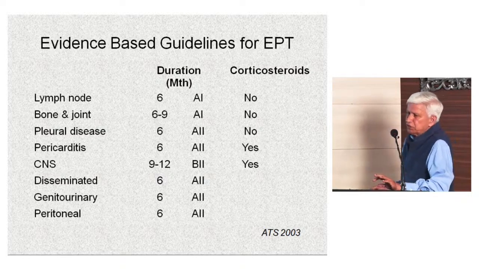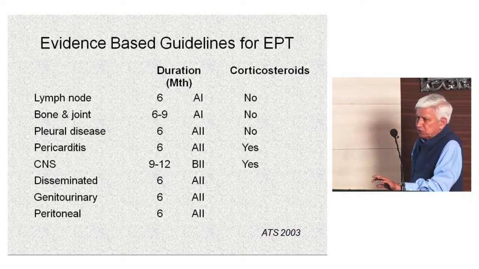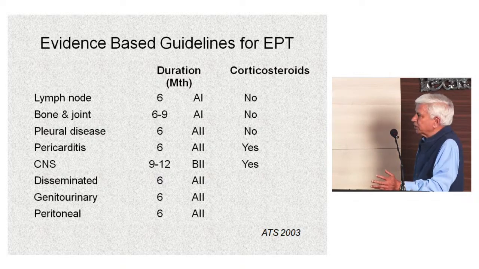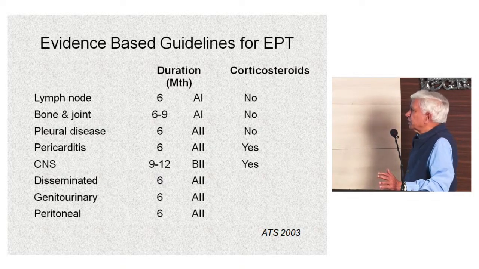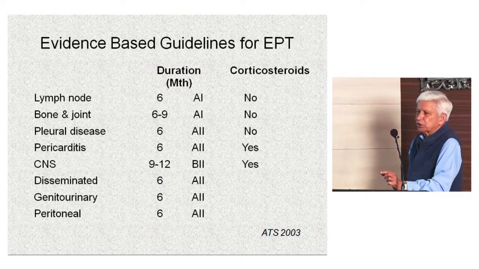Corticosteroids are very frequently misused in treatment of tuberculosis, because if a patient is somewhat not responding, they say give steroid. But generally steroids are of no help in lymph node, bone and joint, and pleural disease. The only two indications are pericarditis and CNS tuberculosis, you see, where it is given for a shorter period, generally for 8 to 10 weeks or so, at relatively low dose.